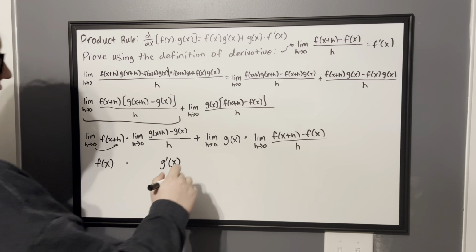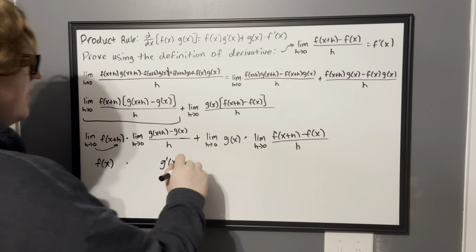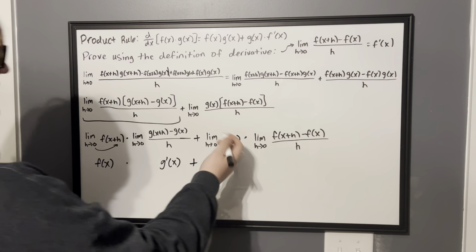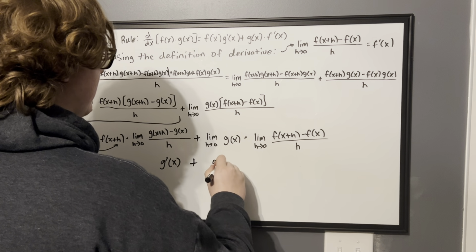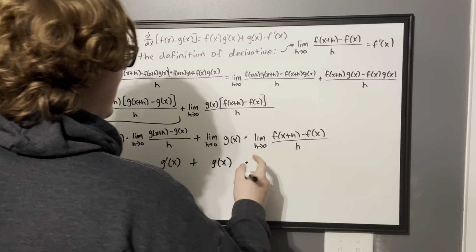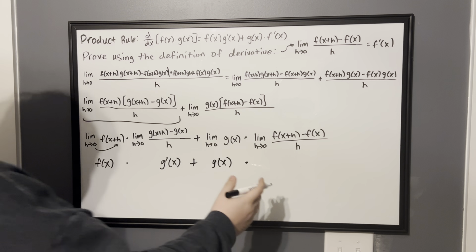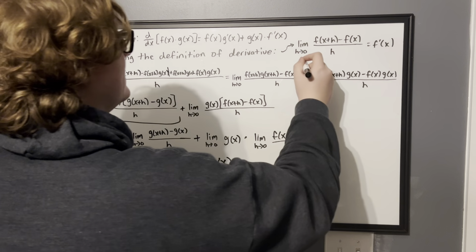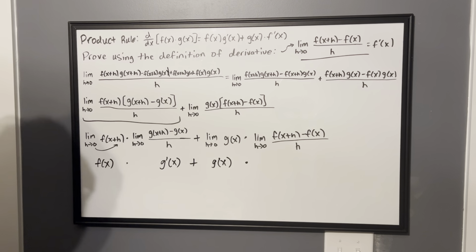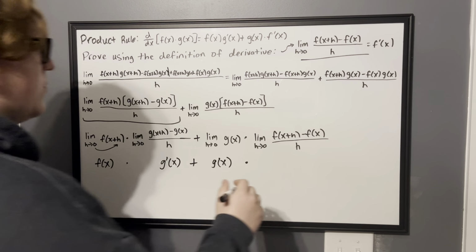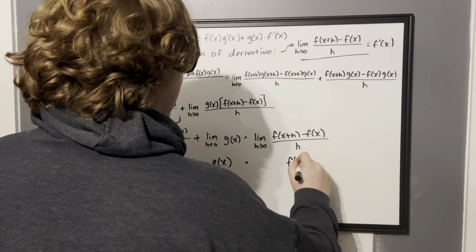And now we're going to add the limit as h goes to 0 of g of x. Well, there's not even an h in this term, so this limit doesn't even matter. We're just left with g of x, and we're multiplying that by the limit as h goes to 0 of f of x plus h minus f of x over h. And that is exactly the definition of f prime of x. So we're multiplying by f prime of x.